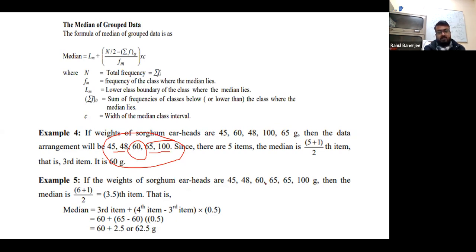Now you have 45, 48, 60, 65, 65 and 100. Now 65 is coming twice, and the number of observations has gone up to 6. So in this case, your n value is 6. Now 6 is an even number, it is not an odd number, right? So you cannot find a single middlemost value for that. So if you take 60 and 65, these two, then here you have 2 observations which are greater and here you have 2 observations which are lesser. So how do we find the median? The median will be nothing but the average of these two.